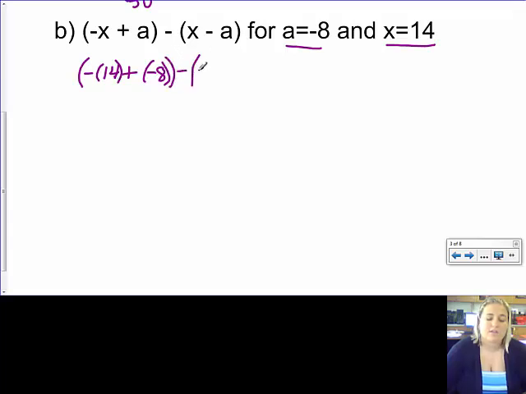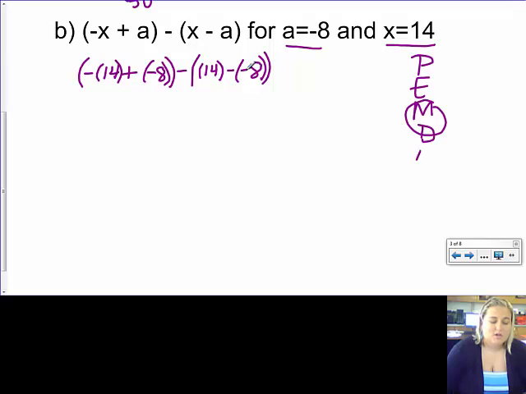Minus X, I have 14. Minus, here's what I'm talking about. We have a double negative here. We want to make sure that we notice that there are two signs there, and this parenthesis lets me see that there's two signs. So now all we have to do is follow our order of operations, which, remember, is PEMDAS: parentheses, exponents, multiplication and division from left to right, and addition and subtraction.